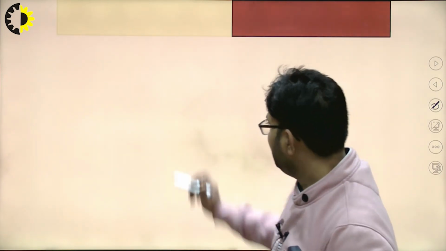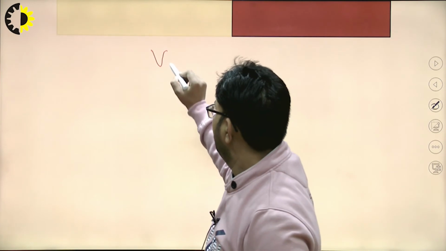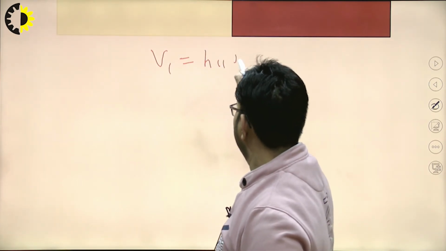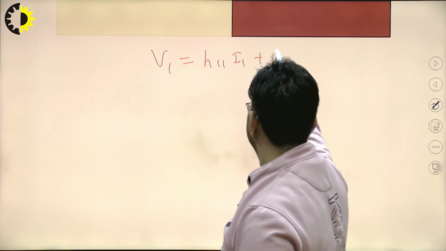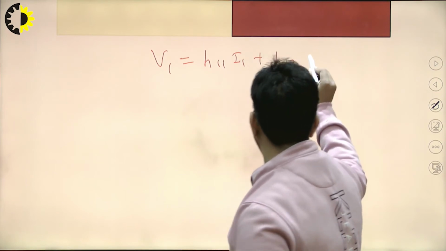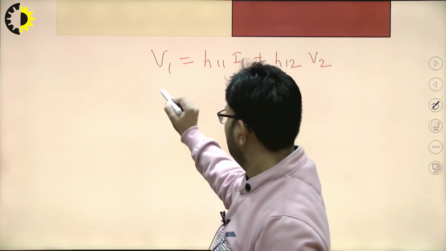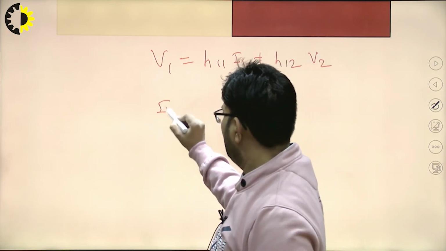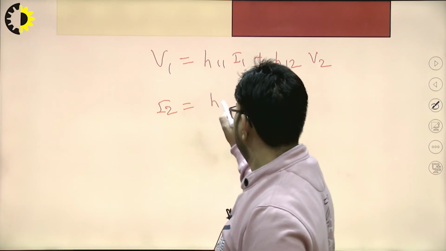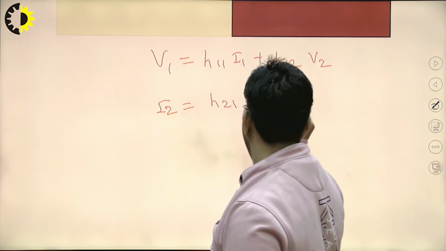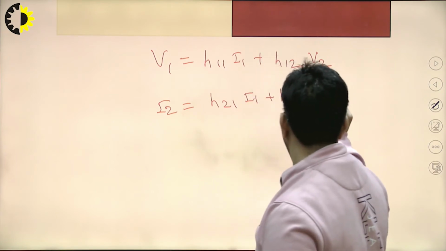H parameter model: V1 equals H11 I1 plus H12 V2, and I2 equals H21 I1 plus H22 V2.